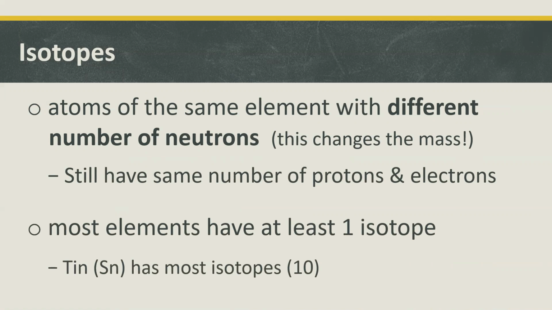Tin, Sn, actually has the most naturally occurring isotopes with 10.